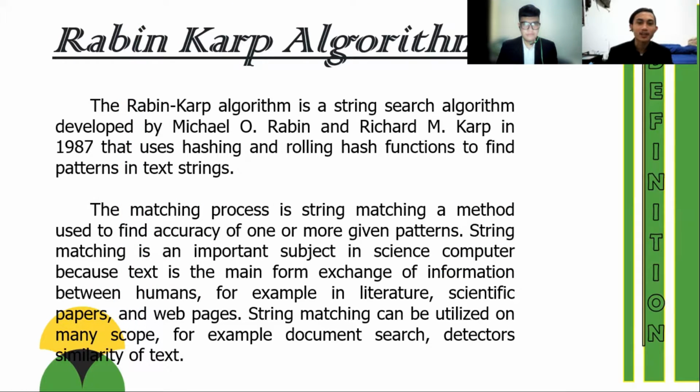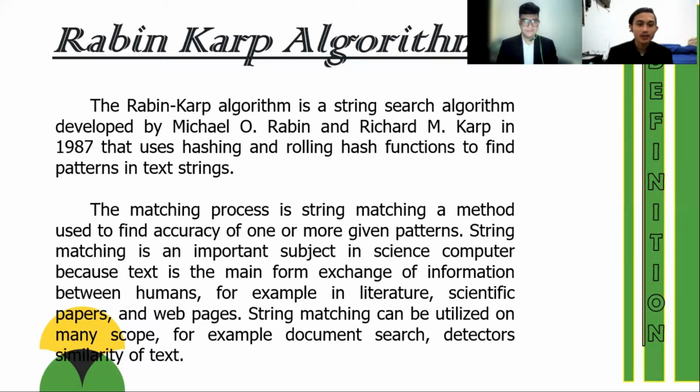Definition of Rabin Karp algorithm. The Rabin Karp algorithm is a string search algorithm developed by Michael O. Rabin and Richard M. Karp in 1987 that uses hashing and a rolling hash function to find a pattern in a text string.